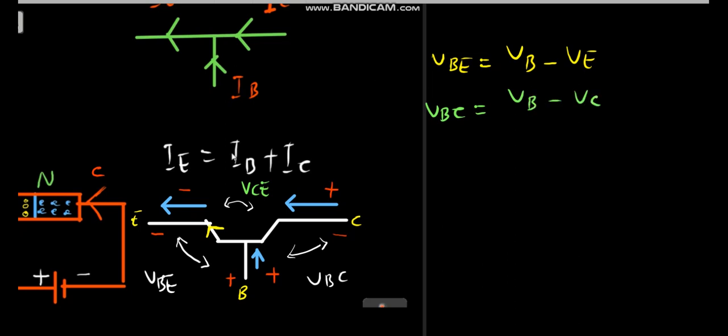And then for VCE also, the collector is connected to the positive side and the emitter to the negative side. So you have VC minus VE. The collector side is connected to the positive and the emitter side to the negative. Now let's look at what you have here.